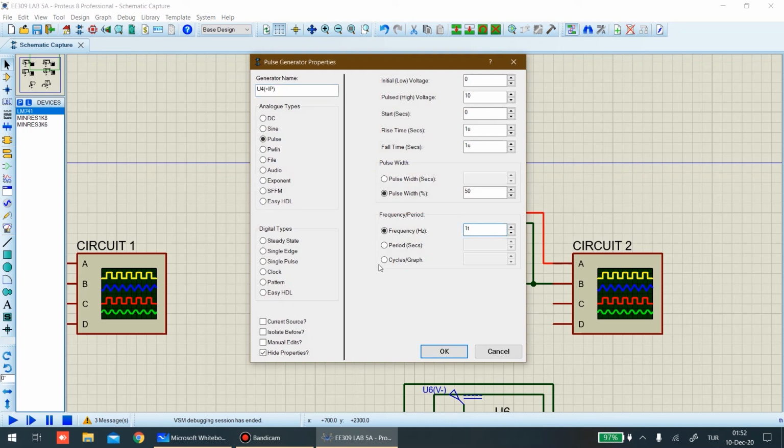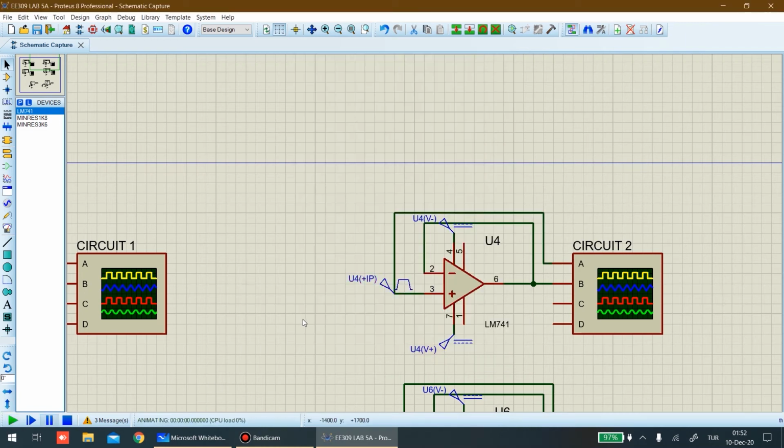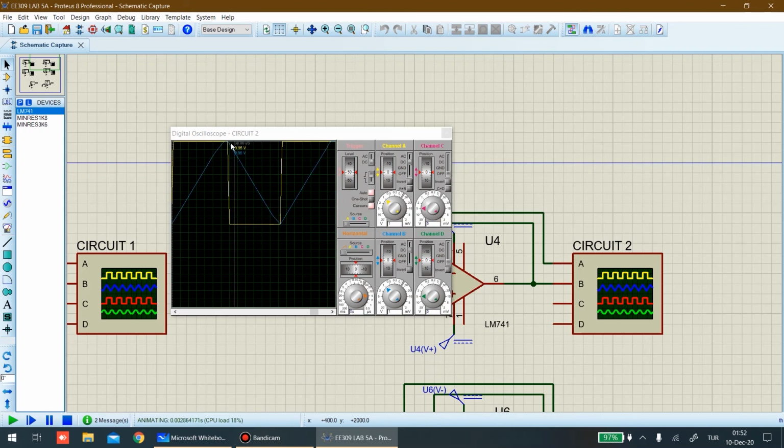Okay, maybe we are just applying the limit frequency from the input. Okay, it can reach the maximum value and reach the minimum value perfectly. However, the output signal does not overlap with the input signal.